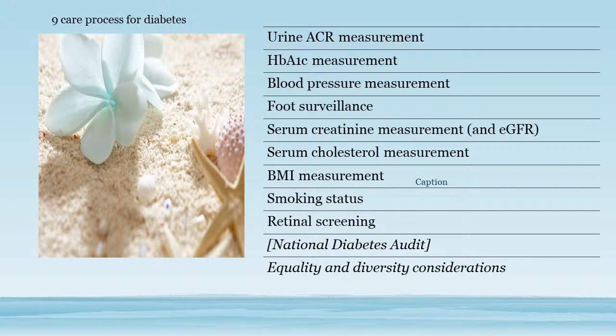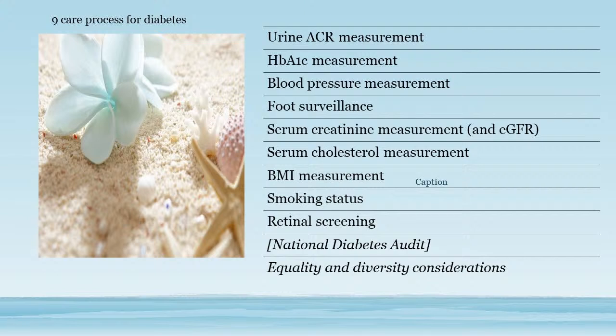So 9 care processes, so you know exactly what they all are. You've got urine ACR, that's albumin-creatinine measurement. You've got HbA1c, obviously for obvious reasons. I know time in range is more important. Before people say that to me, I agree with you. But this is the crude measurement that we do for monitoring in primary and secondary care, because we haven't got anything better really at the moment.